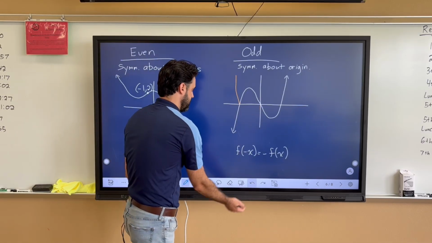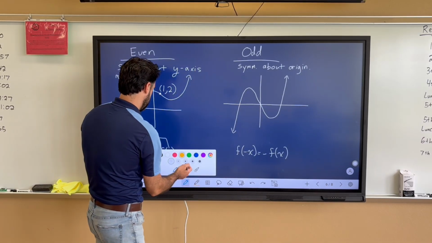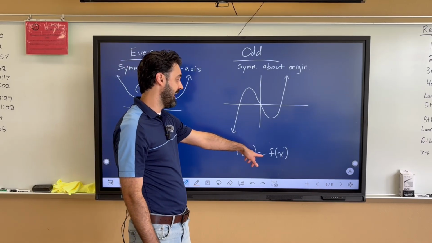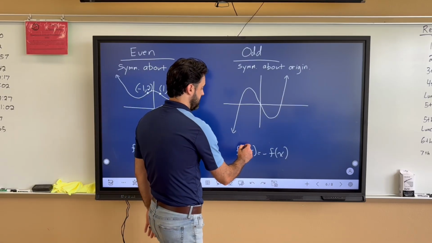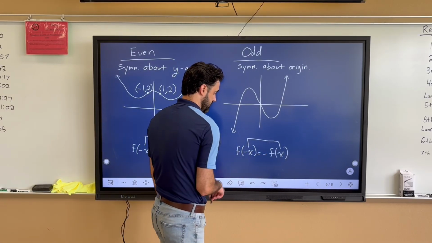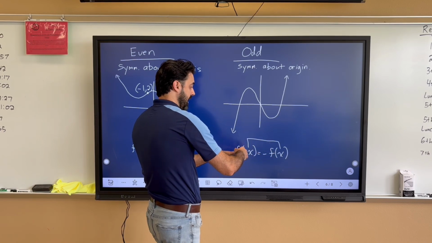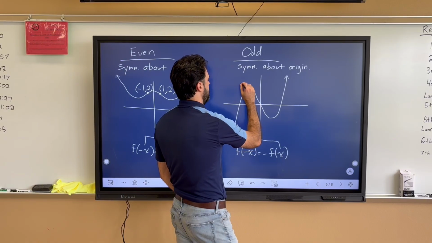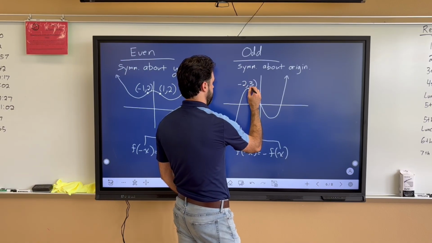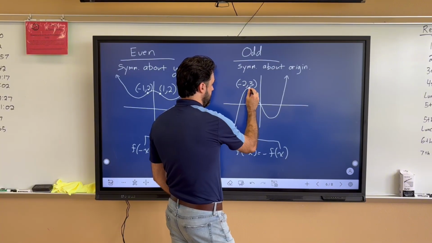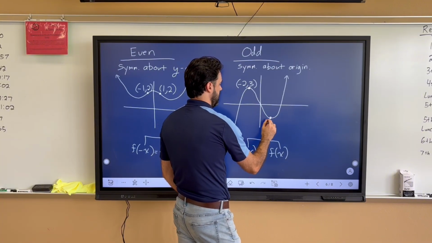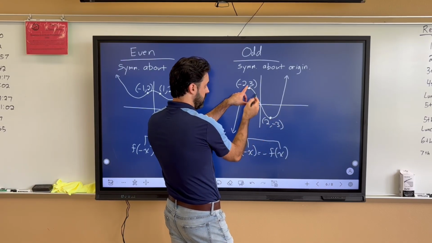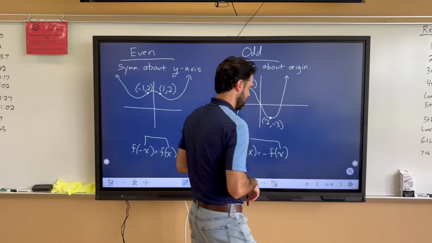Now, with these functions, let me switch back to white here. With these functions, f of negative x is equal to negative f of x. What that's telling us is that when x changes sign, the f of x or the y value also changes sign. Let's say hypothetically this point was negative 2 comma 3, right there. Then over here, this would have to be the point positive 2, negative 3. When x changes signs, y also changes signs for odd functions.